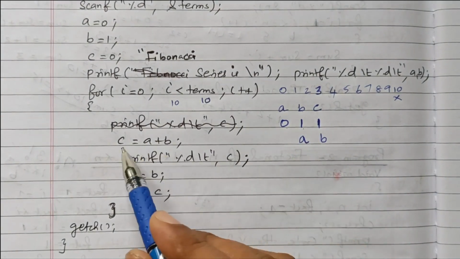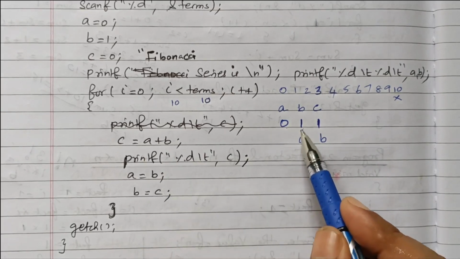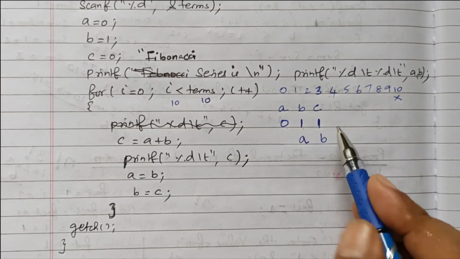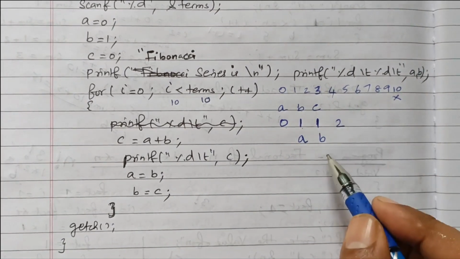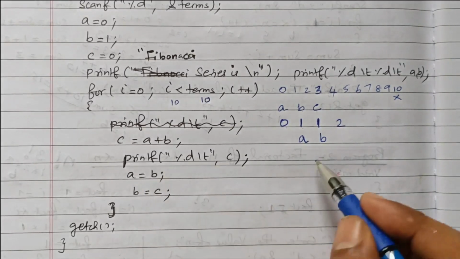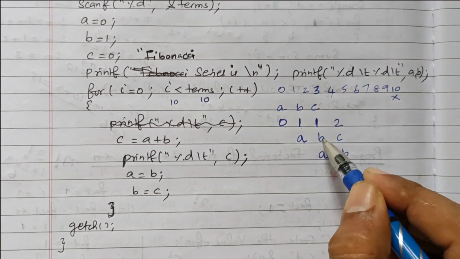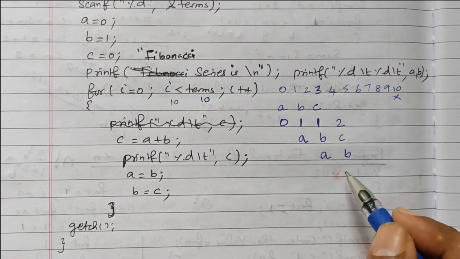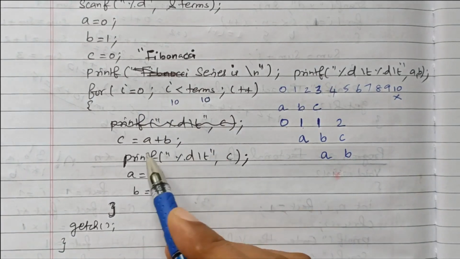Now what will happen inside? C equal to A plus B. What is A? A is 1. B is also 1. So 1 plus 1 gives 2, right? That is C. After printing, again it is shifted: this becomes A and this becomes B. B is stored in A, C is stored in B. Then after the increment, it will execute the same process again.